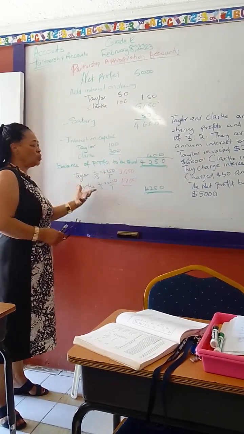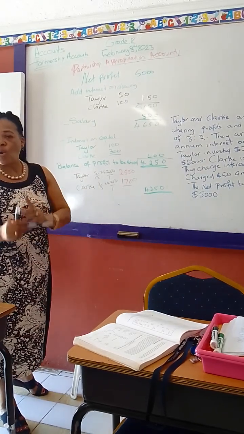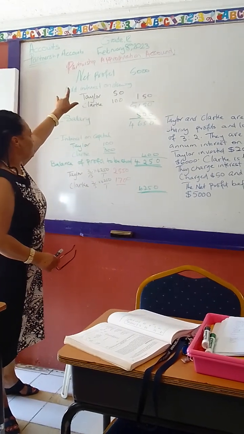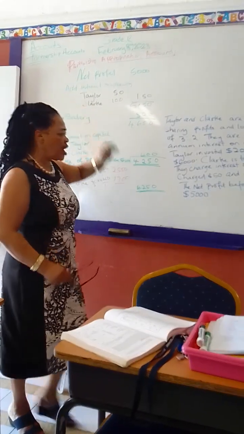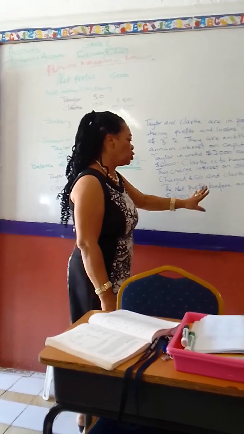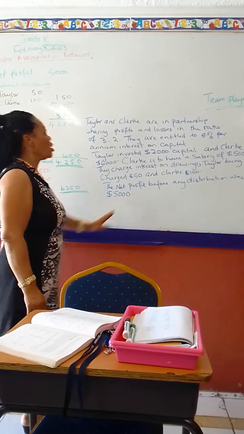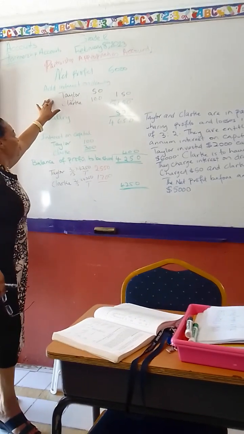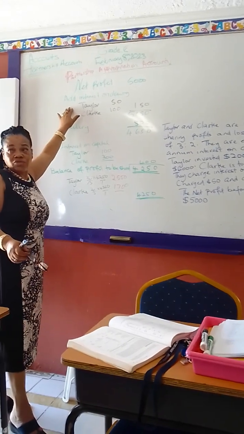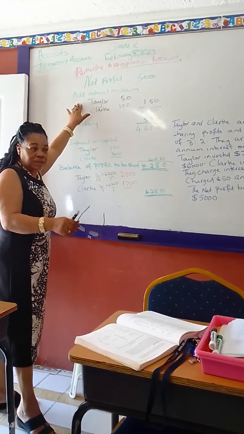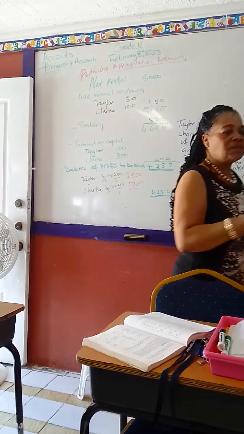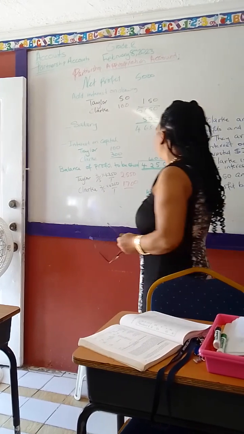And all I am going to do then is to share the profit according to the ratio that they give me. So let's go back to the top. The net profit before any distribution was $5,000. Then I'm supposed to add interest on drawings. They're not going to tell you to add interest on drawings. They're simply going to say interest on drawings is X. You have to remember that I add interest on drawings. So I look for interest on drawings.